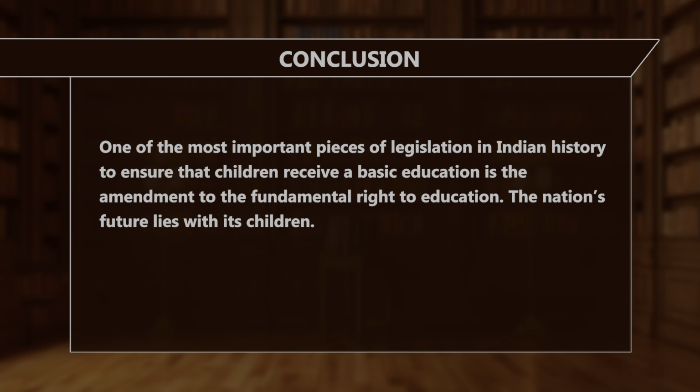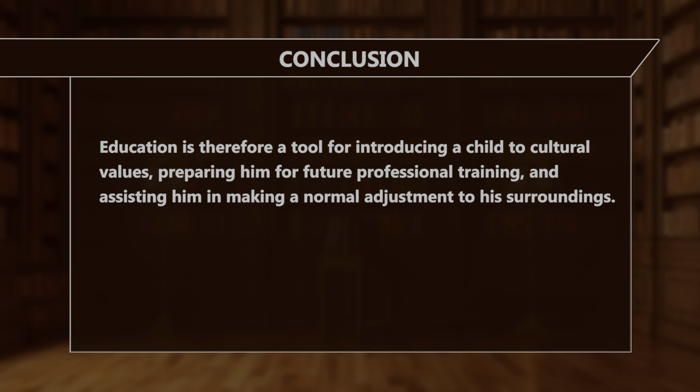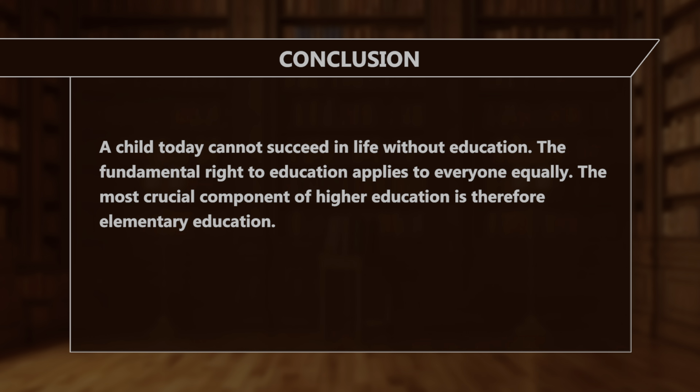In conclusion, I would like to say one of the most important pieces of legislation in Indian history to ensure that children receive a basic education is the amendment to the fundamental right to education. The nation's future lies within its children. Education is therefore a tool for introducing a child to cultural values, preparing him for future professional training and assisting him in making a normal adjustment to his surroundings. A child today cannot succeed in life without education. The fundamental right to education applies to everyone equally. The most crucial component of higher education is therefore elementary education.